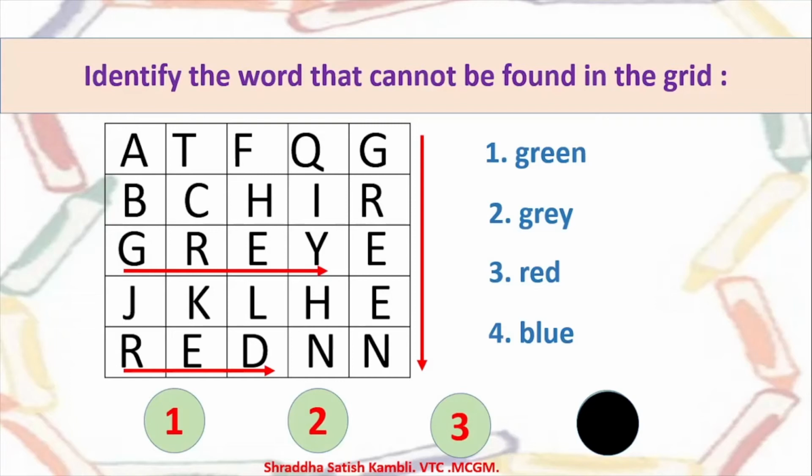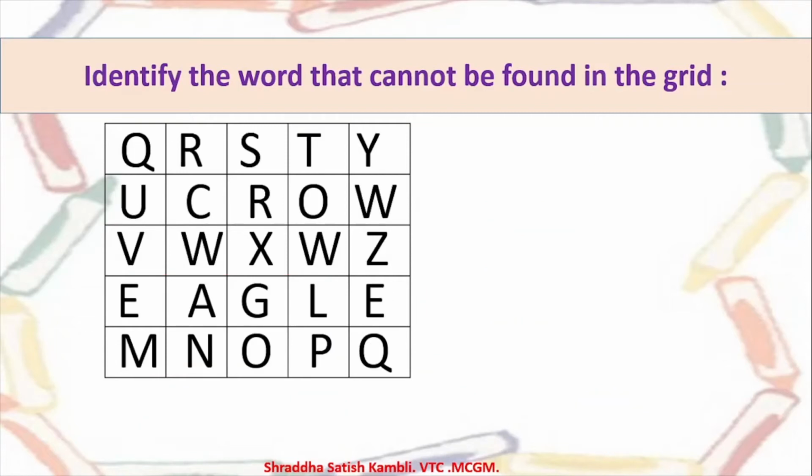Okay, but remember, here we are going according to the direction. We are going either horizontal or vertical. You can also go in a diagonal manner. Alright children, now let us look at the next example here.